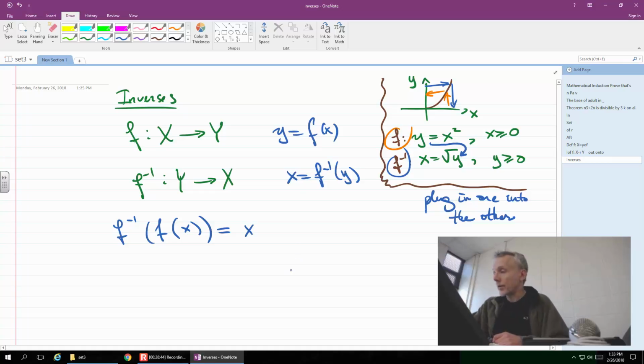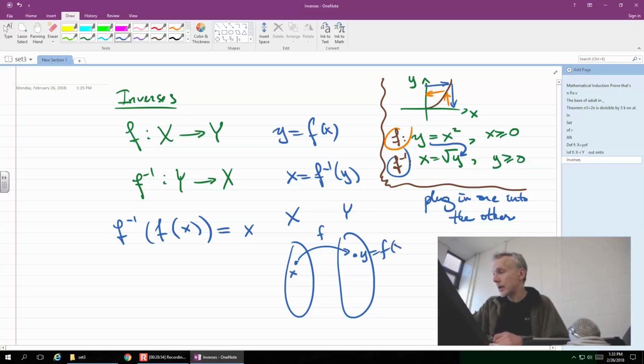Think about this. If we have two sets, x and y, and we have a function f, like this. This is f, this is x, this is y equal f of x. Whenever we go backwards, that's what f inverse is, we're supposed to end up not somewhere, but in the particular place, the same where we started. So it makes the full circle. Okay, so this is not the whole thing. This is only half. What's the other half?